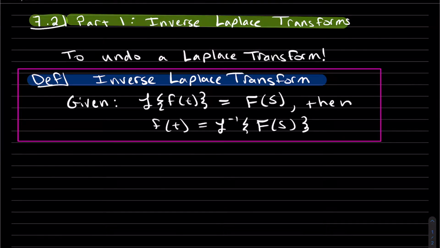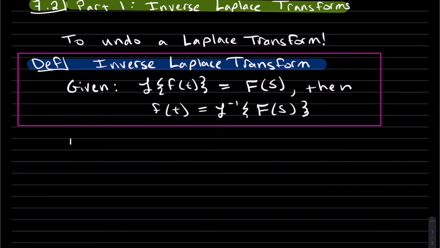Our definition of Laplace transform is that if you're given the Laplace of lowercase f of t, you get capital F of s. And then we can take pretty much the Laplace inverse of both sides. When you take the Laplace inverse of capital F of s, it undoes this one, and you get lowercase f. So this also has the linear property.